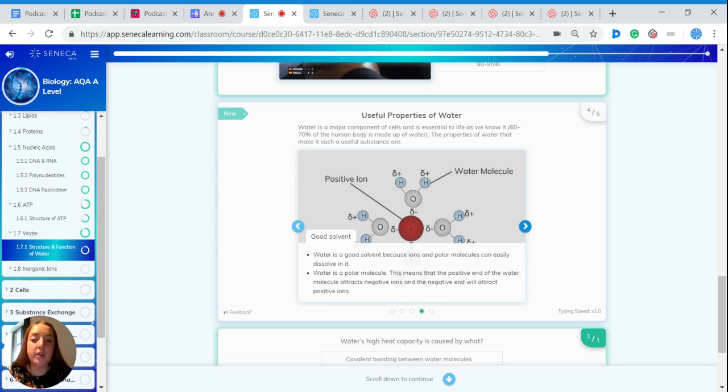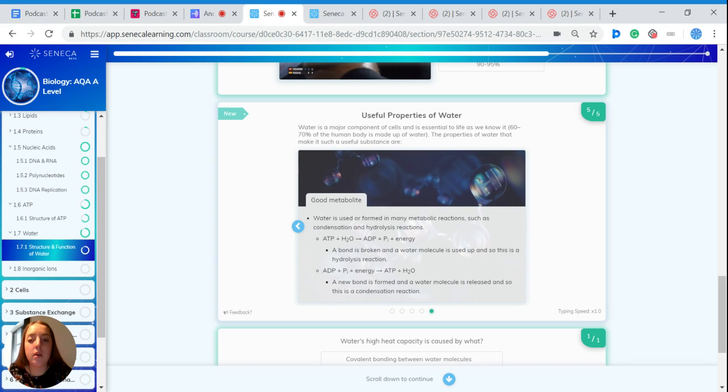Water is a good solvent because ions and polar molecules can easily dissolve in it. It's also a polar molecule, like we talked about, and this means that the positive end of the water molecule attracts negative ions, and the negative end will attract positive ions. Water is used or formed in many metabolic reactions, such as condensation and hydrolysis reactions.